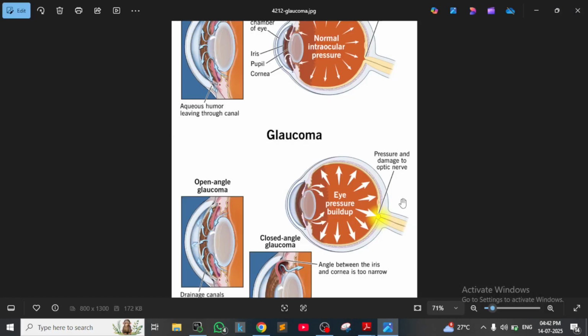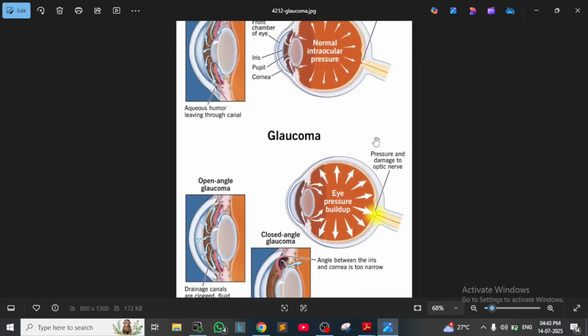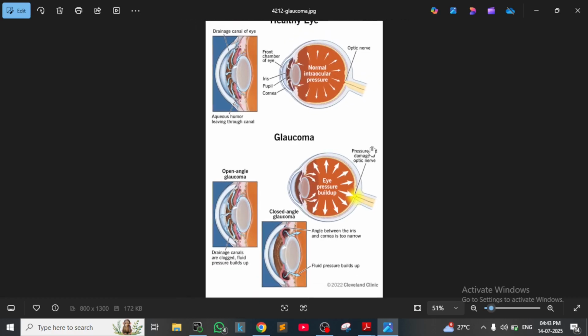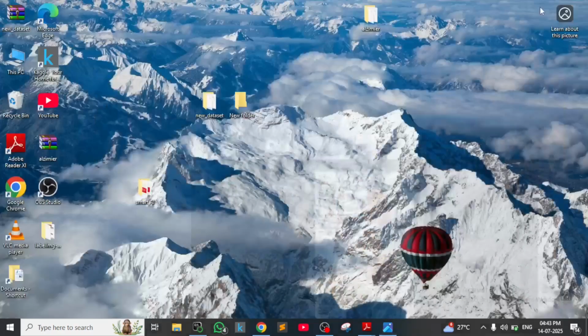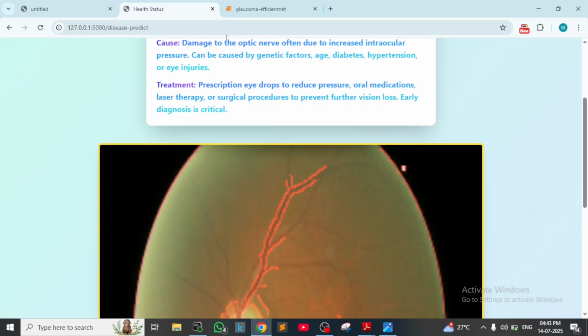Hello guys, today I am going to start on the topic of glaucoma disease. See the glaucoma disease, how it looks like. Before this, I will show you how we built a model and application for this, so you can come to know our application and model.